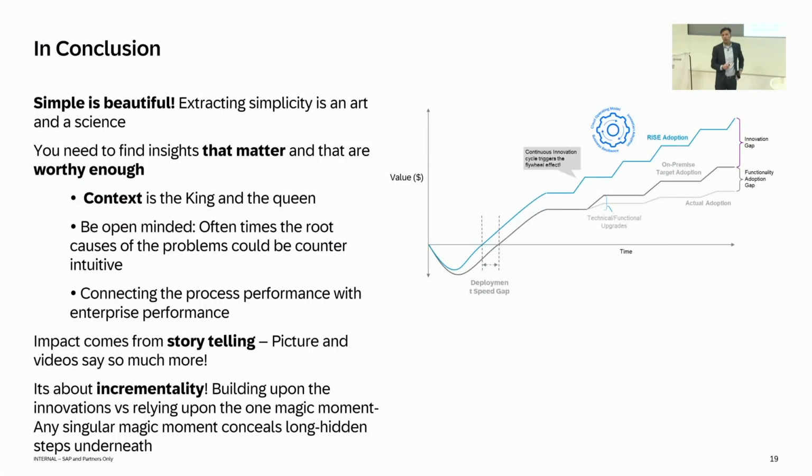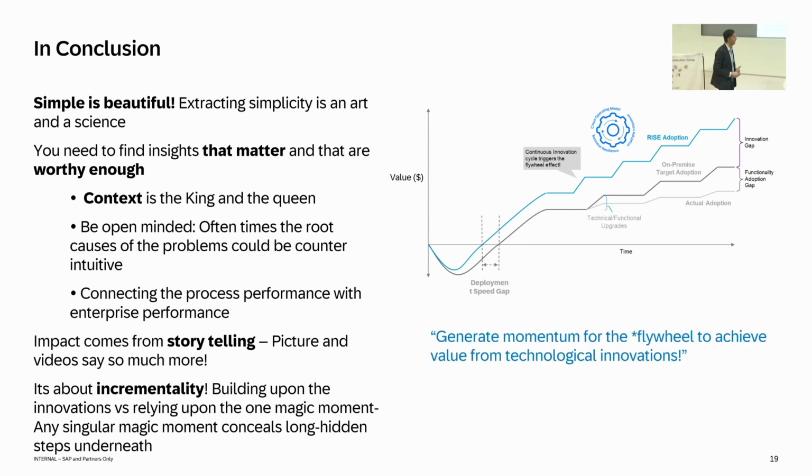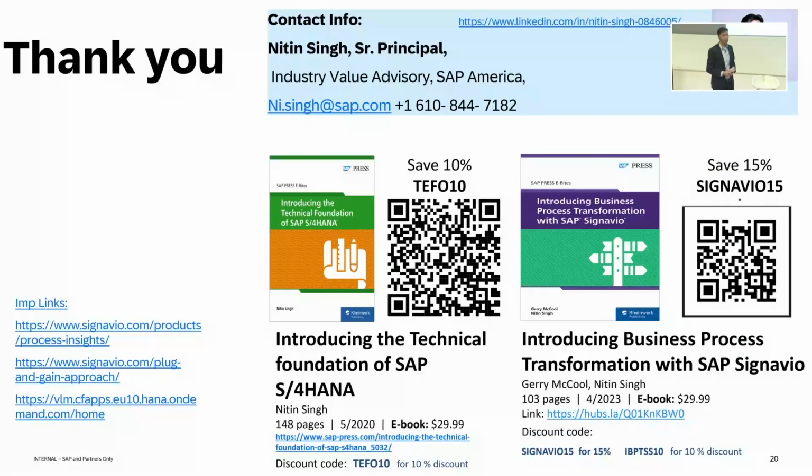So in conclusion, just to keep it short and simple, same what we discussed before, but what we are hoping for is by adopting all of these innovations, you could be on the curve on the top versus curve on the bottom, which is about cloud mindset, adopting innovation faster, creating a case for change which is solid, and be able to realize value from your investment. And generate momentum for the flywheel to achieve value from your innovations. So with that, thank you very much.